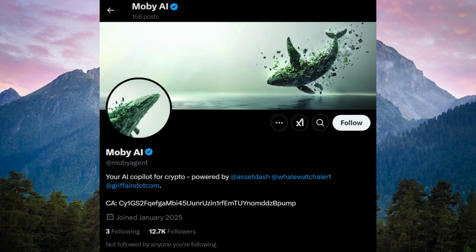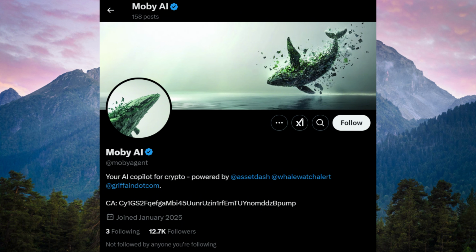Find the MOBY AI token. Use the contract address available on the MOBY AI Twitter to find MOBY AI, MOBY, on Raydium. Swap SOL for MOBY. After selecting the MOBY AI token, swap SOL for MOBY. You may need to set slippage to 0.5% to complete the transaction. Pay gas fees. When buying via Raydium, you'll need to pay a small gas fee in SOL, but there's no slippage required for the transaction.